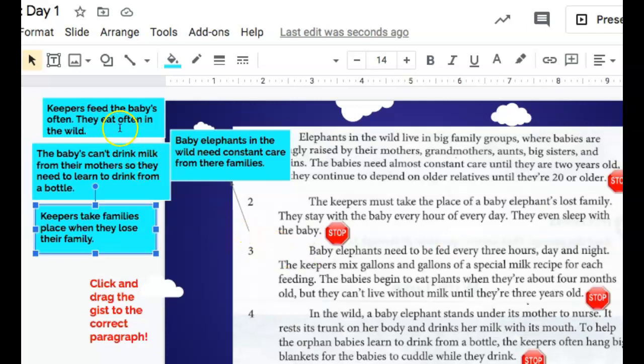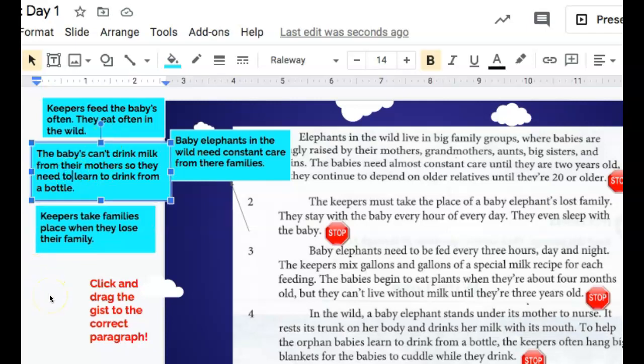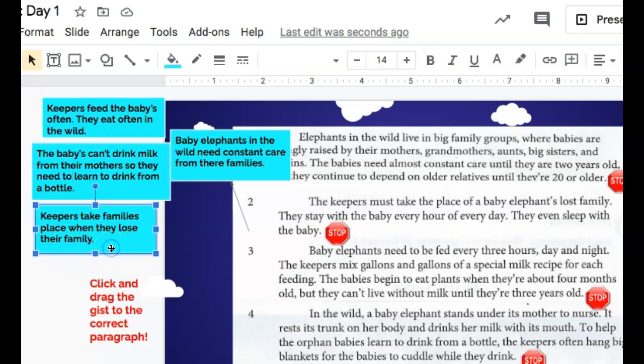Let's look at our options. That keepers feed the babies often. They eat often in the wild. So once again, that did not talk about elephants eating or how they eat. Our next option, it says the babies can't drink milk from their mothers, so they need to learn to drink from a bottle. That paragraph also did not talk about baby elephants drinking milk, so that would not be our best option. Let's look at our third option.